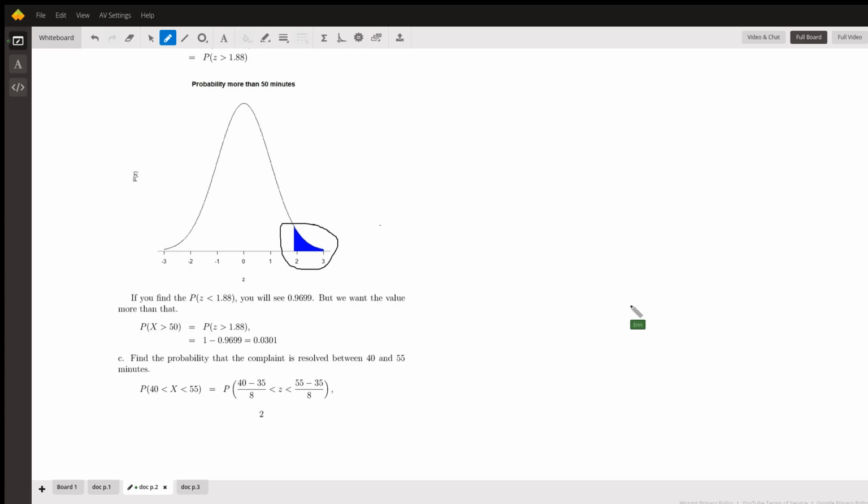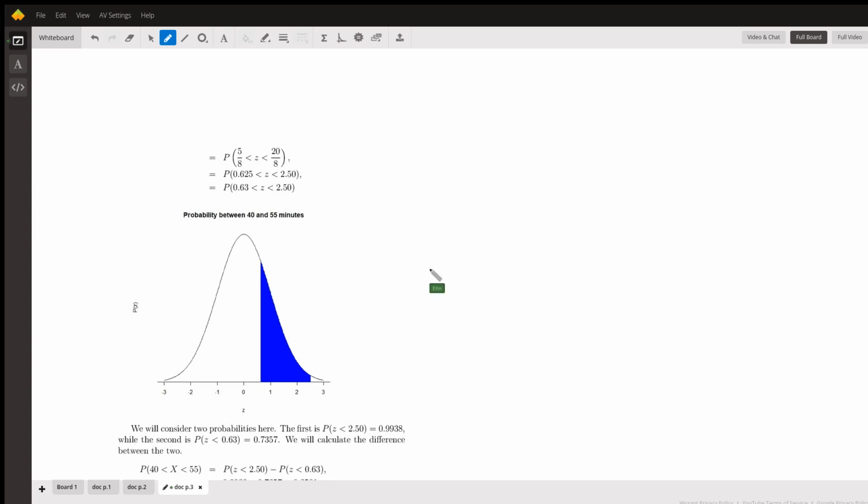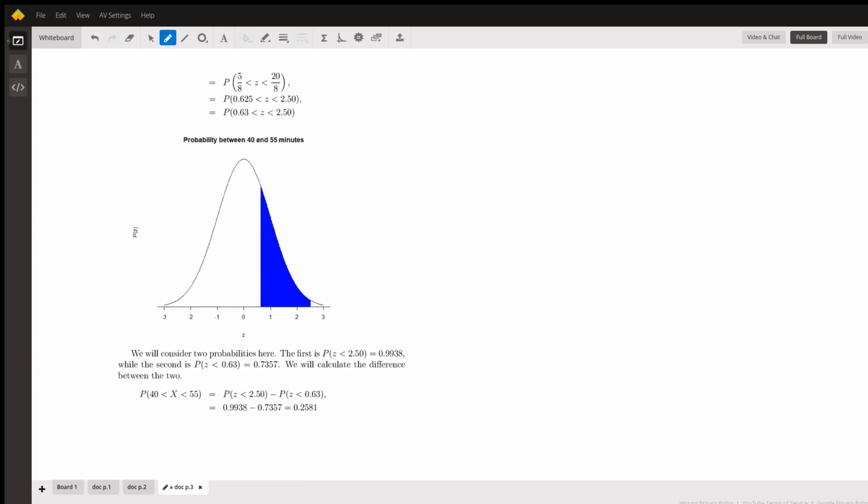Okay, finally, the third one, we want the probability that the complaint is resolved between 40 and 55 minutes. So in this one, we're going to apply that translation back to the standard normal twice. That is, on the left part, if you will, for the 40, and then on the right part for the 55. So I'm going to have 40 minus 35 over 8, less than Z, less than 55 minus 35 over 8. All right, so then I'm going to have the probability that Z is between 5 over 8 and 20 over 8, and that will simplify to 0.625, less than Z, less than 2.5, or here again, we're going to use our two places to the right of the decimal, 0.63, less than Z, less than 2.5.